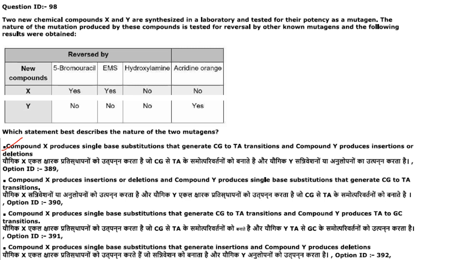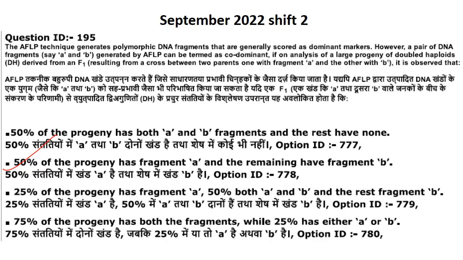So the answer here is compound X produces single base substitution that generates CG to TA transition, and compound Y produces insertions or deletions. So answer is option 1. Then coming to shift 2.